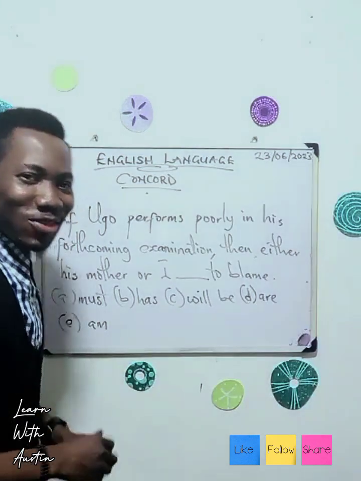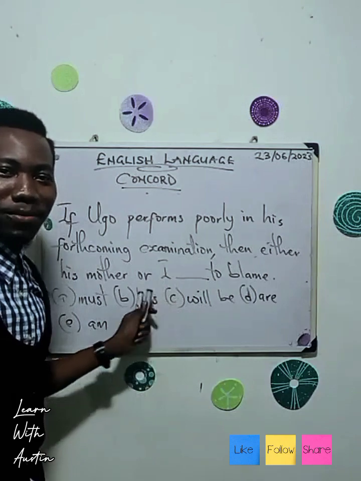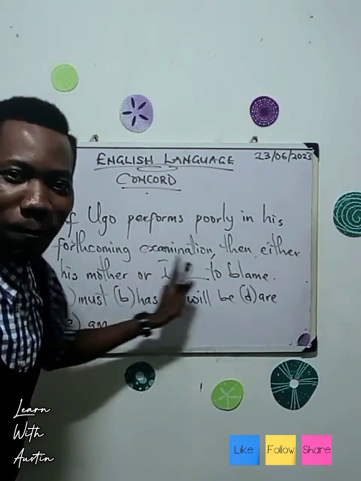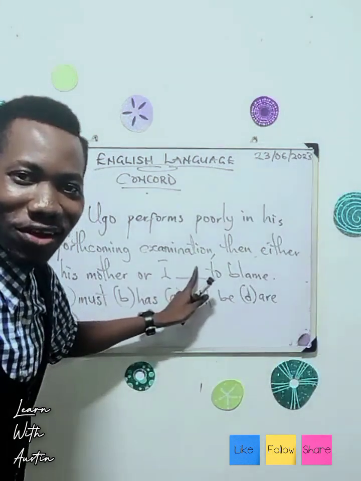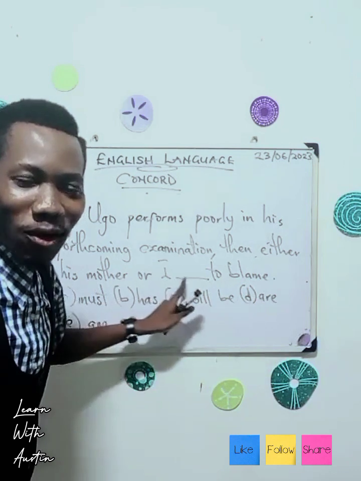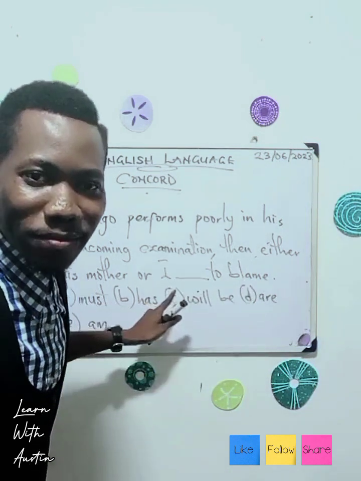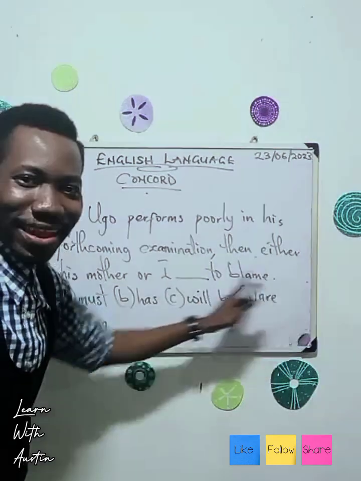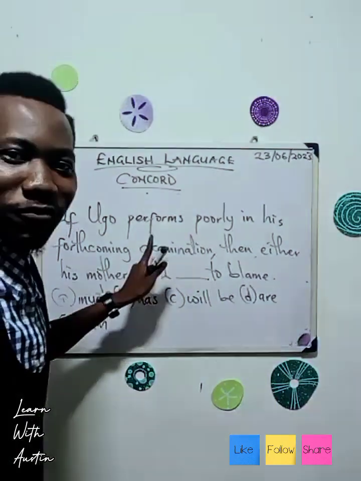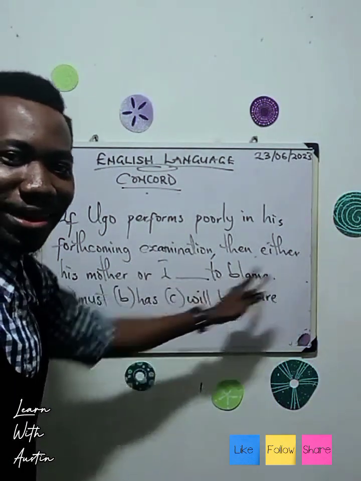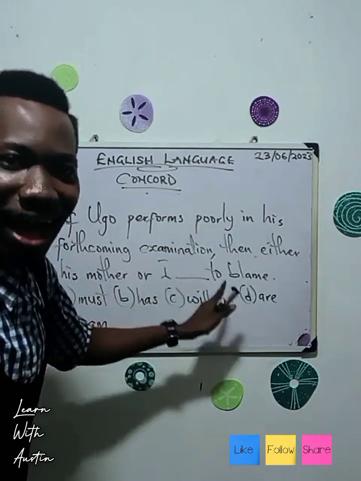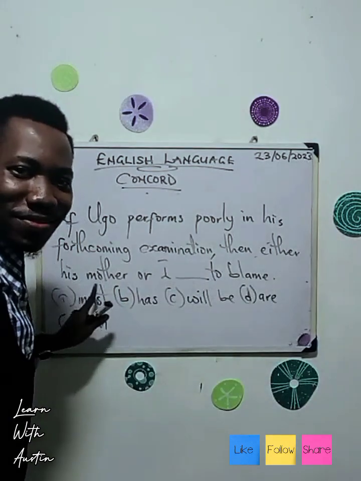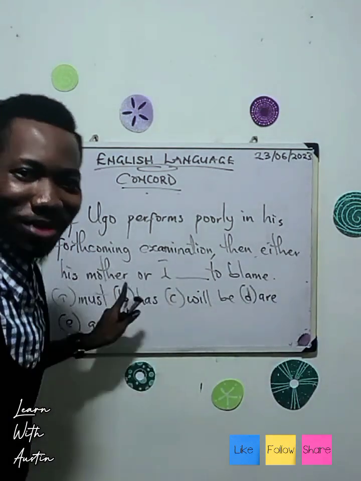Okay, so what Concord is applicable here? It is the either neither Concord. If Ugo performs poorly in his forthcoming examination, then either his mother or dash to blame. Thank you, Judith. Thank you for the roses. And Lara says it's confusing. So the either neither Concord is applicable here. Then either his mother or I dash to blame. Thank you, Kilani. Thank you for the rose. So either his mother or I.